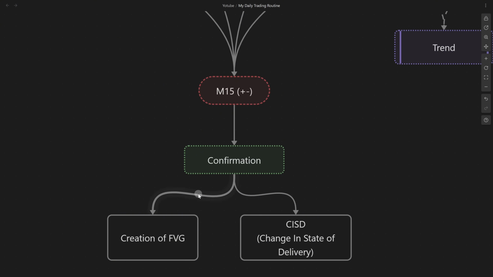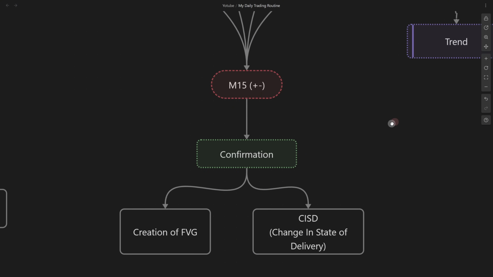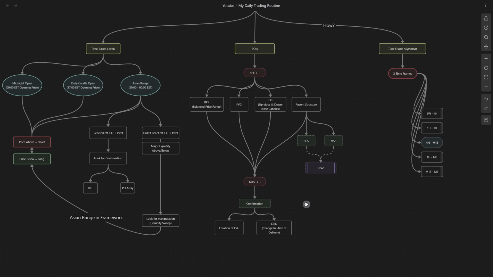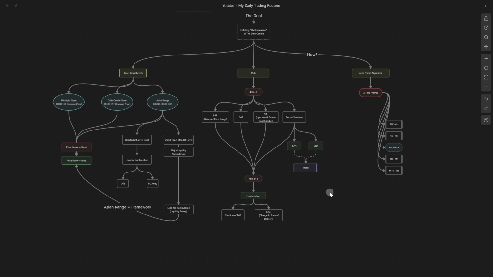The other confirmation is the change in state of delivery, which is basically engulfing the last bullish or bearish candle. And that's the creation of an order block. Now, what if I say that this is all I look for? This is the whole trading plan and the whole trading routine that I do every day that made me profitable. Keeping it simple, that's how you succeed in trading.